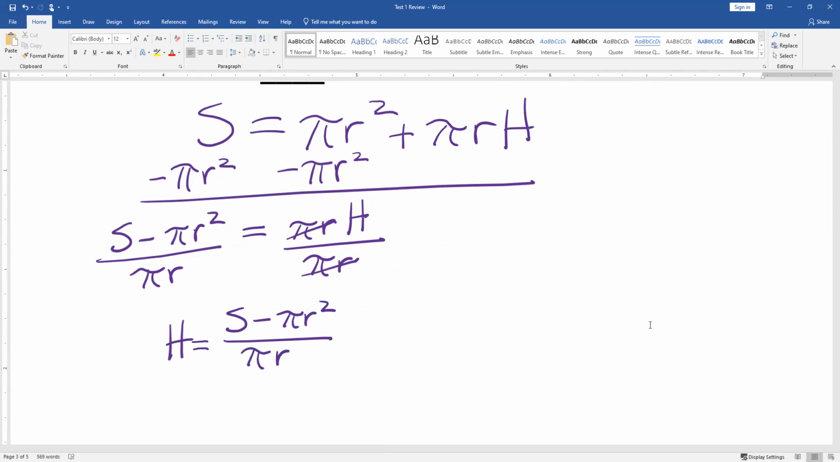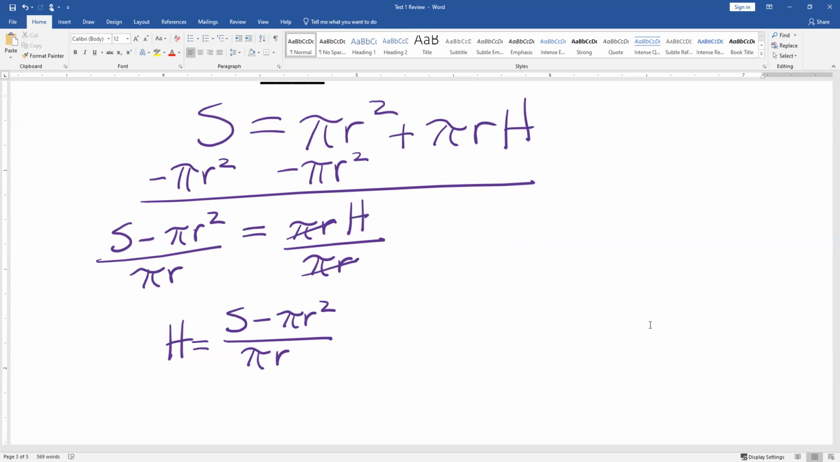We cannot simplify anymore because that pi r cannot be canceled out from the minus pi r squared, because it doesn't exist with the s either. When things are separated by addition and subtraction, you cannot reduce terms unless you can factor out the same terms from what's being added and subtracted. So this is as far as this one goes.